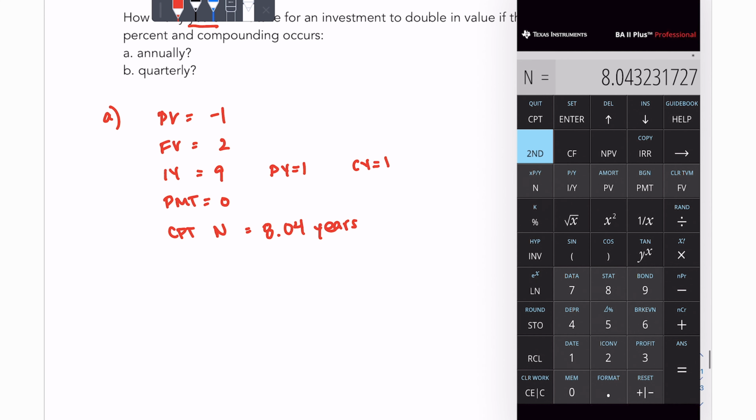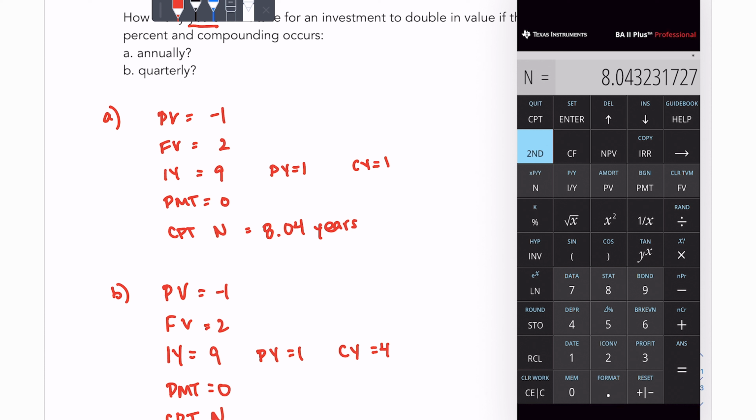Now, if the compounding was quarterly, the only thing I would change is my quarterly compounding. So I'll keep my present value as -1. I'll keep my future value as 2. The IY is still 9. But this time I'll keep PY as 1, but I'm going to change my compounds to 4. Quarterly compounding. Payment 0. Compute N.